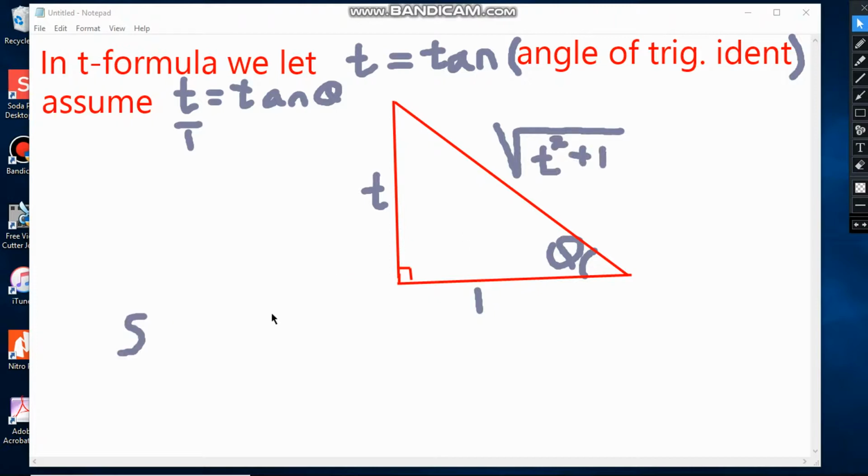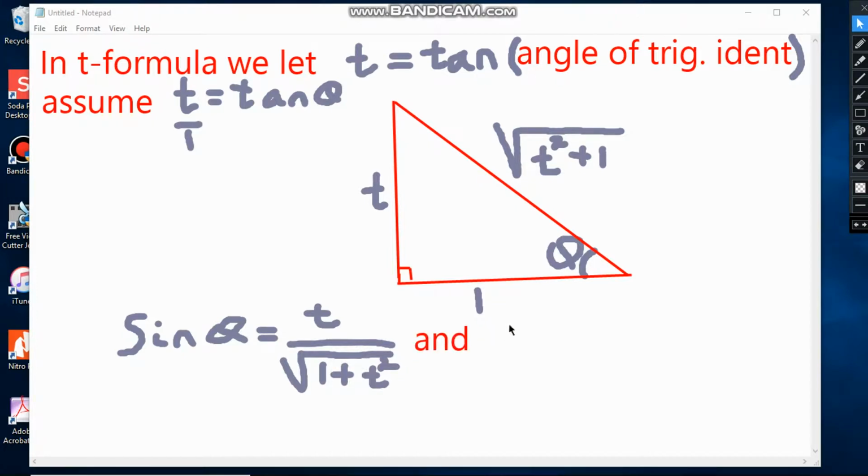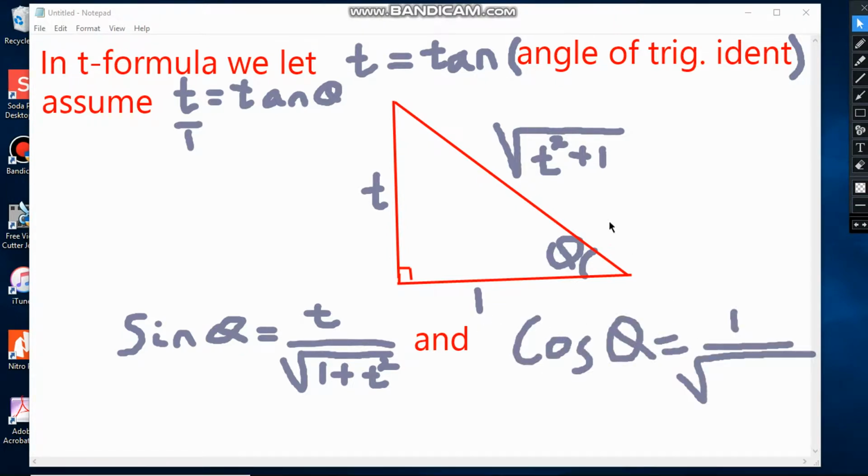So from this triangle, sine of theta will be equal to T over the square root of T square plus 1. And cos of theta will be 1 over the square root of T square plus 1. So we have the T formula for tan theta, sin theta, and cos theta.